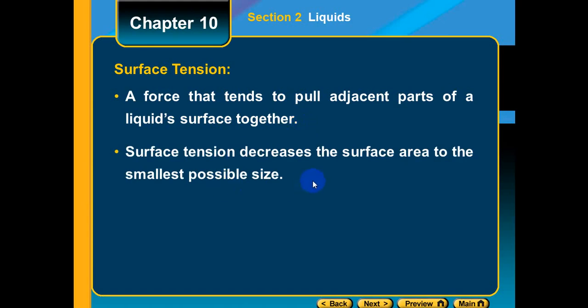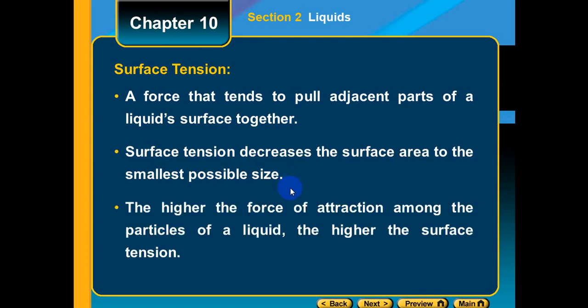Surface tension decreases the surface area to the smallest possible size, as in the case of raindrops. Rain droplets are spherical. Why are they spherical? Because the surface tension causes the water drop to decrease its size to the smallest possible, which is the surface of the sphere. The higher the force of attraction among the particles of the liquid, the higher the surface tension. It's logical.